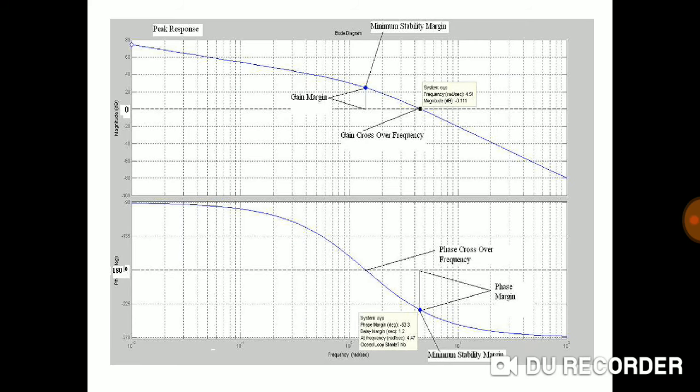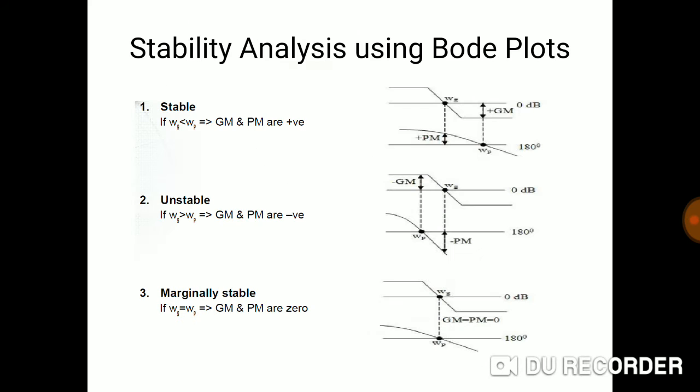This is another representation. It shows a gain margin, phase margin, and frequency with respect to that. Then, how to find out the stability? This is the second purpose of the Bode plot: we can find out the stability of the system. Here it is. How to find out the stability?